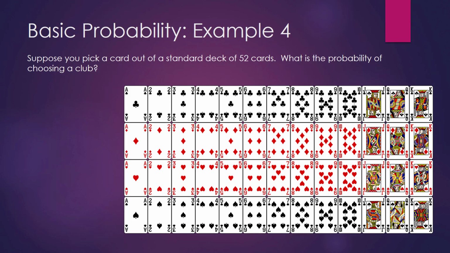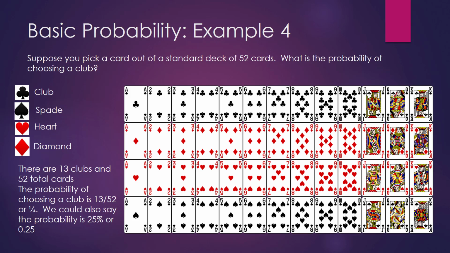Example 4. Suppose you pick a card out of a standard deck of 52 cards. What's the probability of choosing a club? If you are unfamiliar with cards, this symbol represents clubs, this symbol represents spades, this is hearts, and this is diamonds. There are a total of 13 clubs out of a total of 52 cards in the deck.